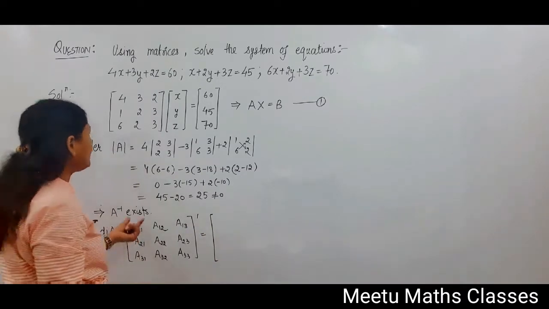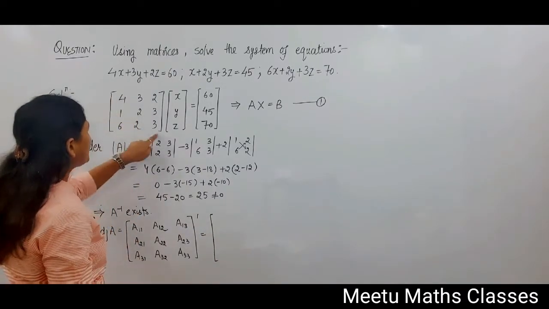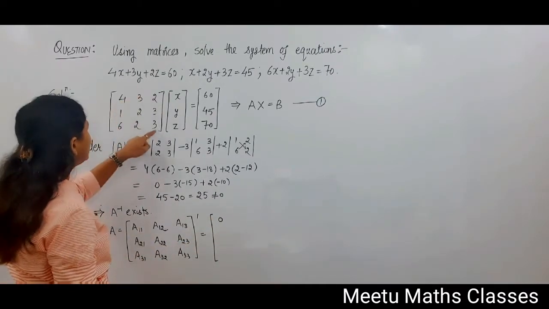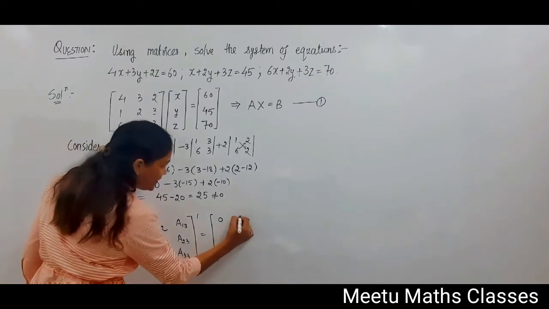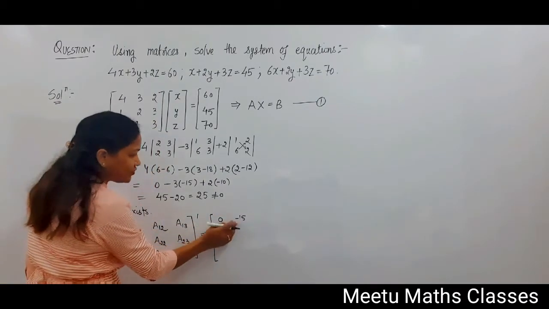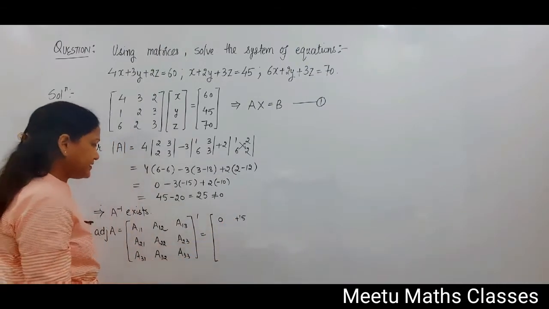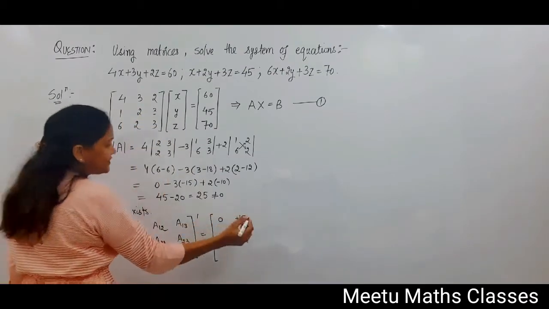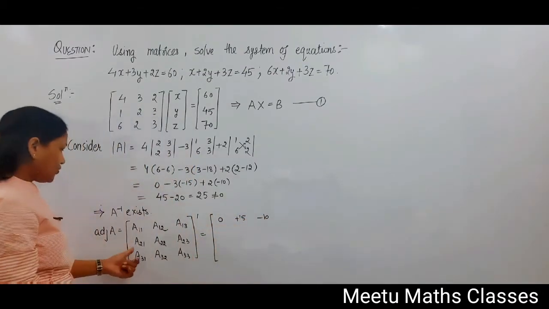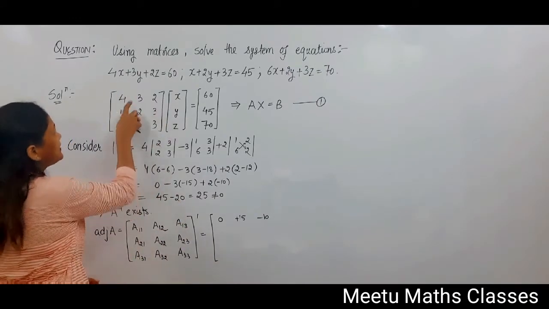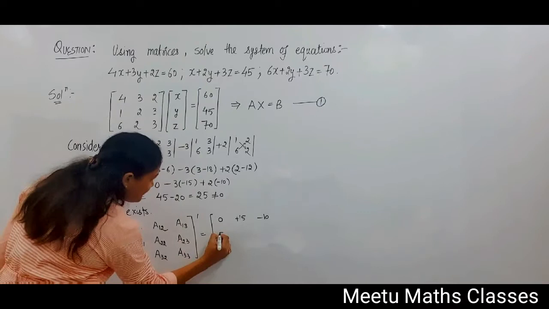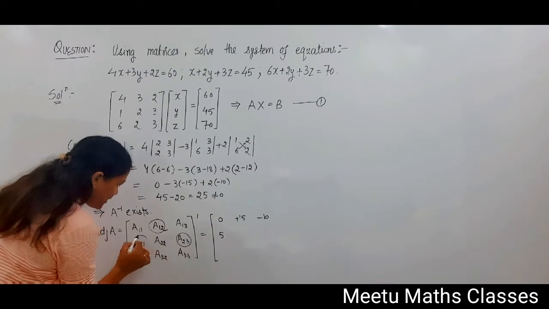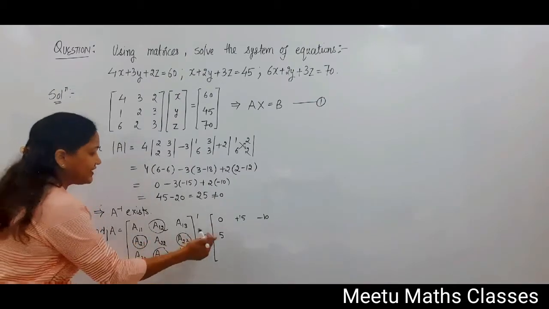Now what is the cofactor of A11? The cofactor of A11 will be 6 minus 6, that is 0. The cofactor of A12 is 3 minus 18, that is minus 15. Since the position is odd, you are going to multiply it by a minus sign. Now the cofactor of A13 is 2 minus 12, that is minus 10. The cofactor of A21 is 9 minus 4, that is 5. Since these positions are odd positions, you will multiply them by a negative sign.